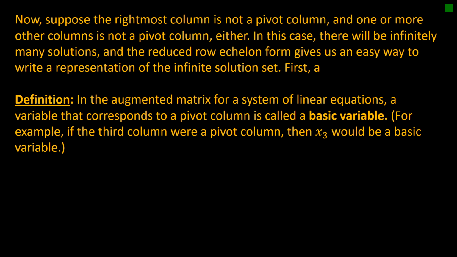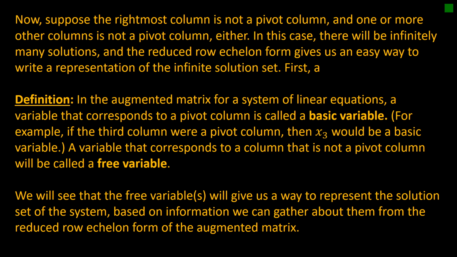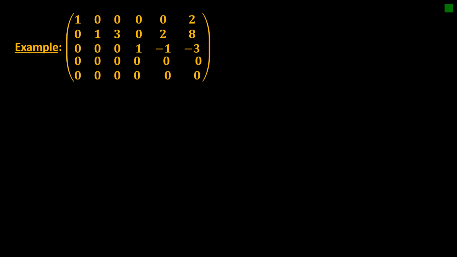So what do I mean? I mean, for example, if the third column were a pivot column, that would be saying that x sub 3 would be a basic variable, since that's the variable that's represented by all the numbers in that column, right? The coefficients on x3 are those numbers. All right, so x3 is what we call a basic variable. A variable that corresponds to a column that is not a pivot column will be called a free variable. And we'll see why in a minute. We will see that the free variables will give us a way to represent the solution set of the system based on information we can gather about them from the reduced row echelon form of the augmented matrix. So having a reduced row echelon form will give us just what we need.